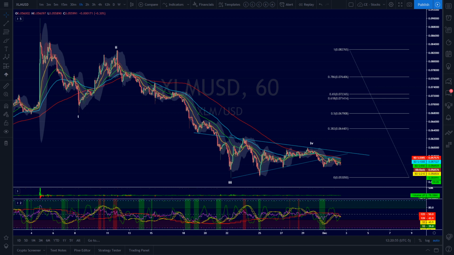I'll be taking a look at Lumens. I'm going to look at the USD pair first, then I'm going to take a look at the Bitcoin pair. Probably will keep this one short and sweet.